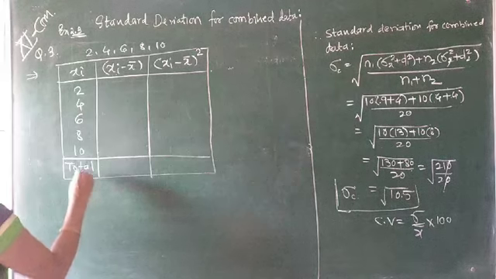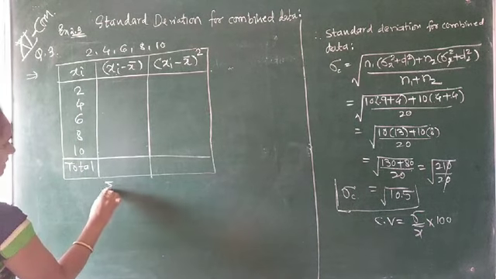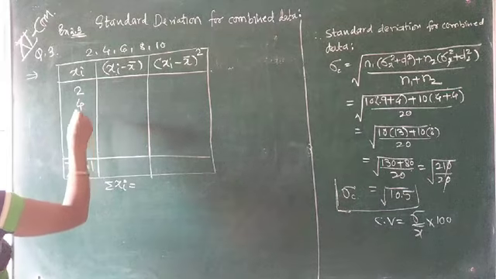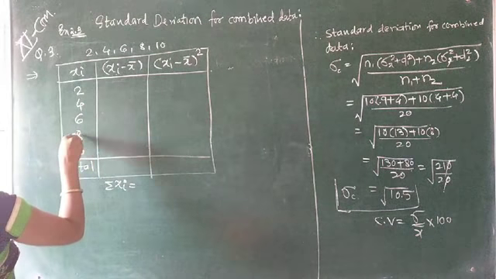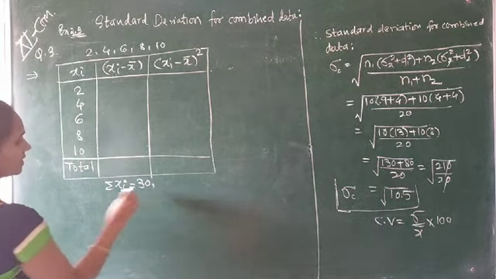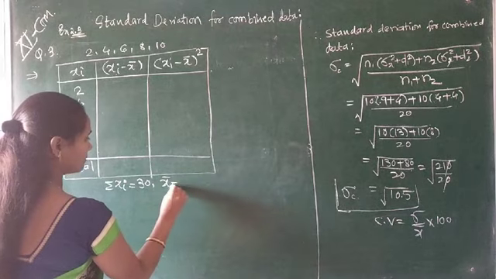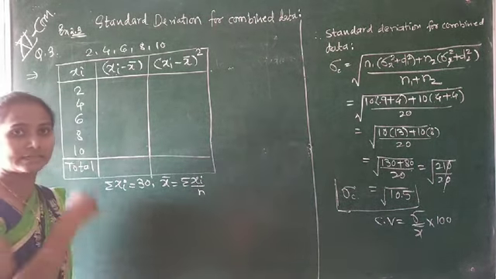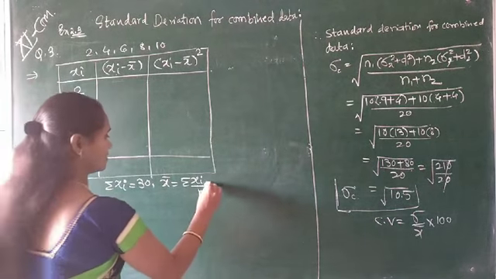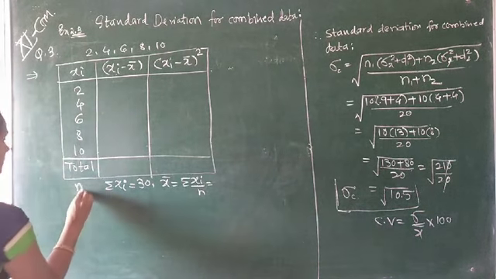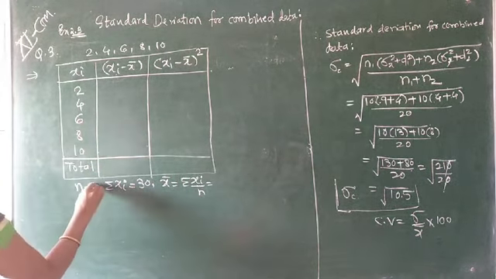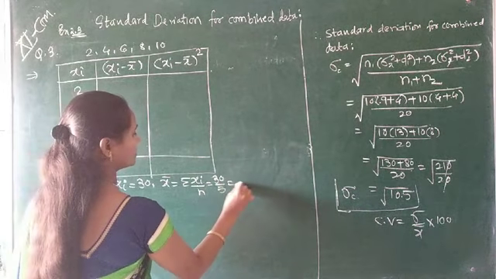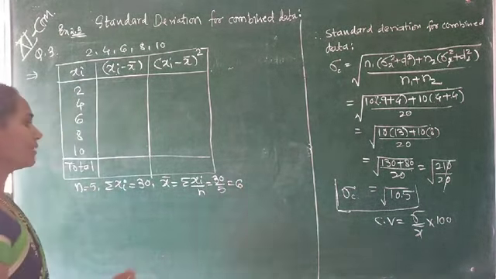So first we are going to find its mean. To find the mean, take summation xi. 2 plus 4 is 6, 6 plus 6 is 12, 12 plus 8 is 20, 20 plus 10 is 30. Summation xi is 30. So mean is equal to summation xi divided by n, where n means the total number of observations, and n is equal to 5. That is 30 upon 5, which is equal to 6. Here we get mean is 6.